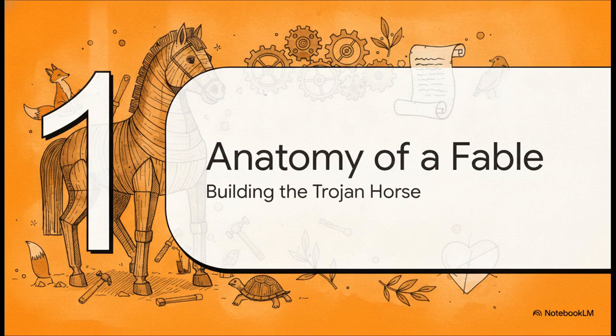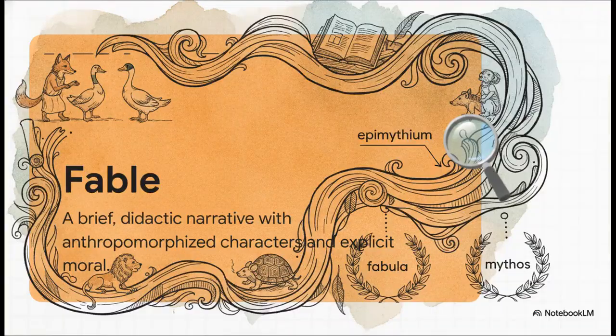All right, starting with Section 1, Anatomy of a Fable, Building the Trojan Horse. Let's see exactly how this literary device is constructed. So, fundamentally, a fable is just a brief, didactic story engineered to deliver a very specific ethical or practical lesson. The fancy academic term for that explicit moral tacked onto the very end? That's the epimetheium. And if we look at the roots here, the Latin word fabula literally just meant a spoken narrative, which is related to the Greek mythos.